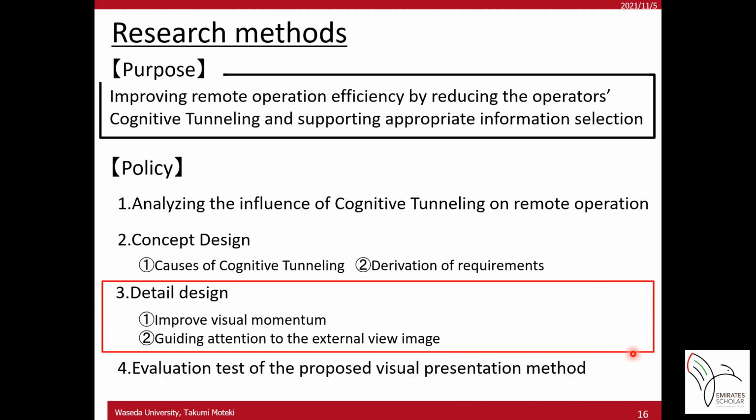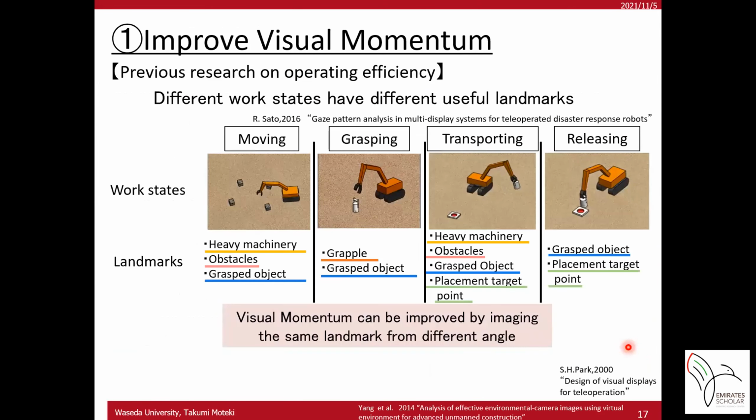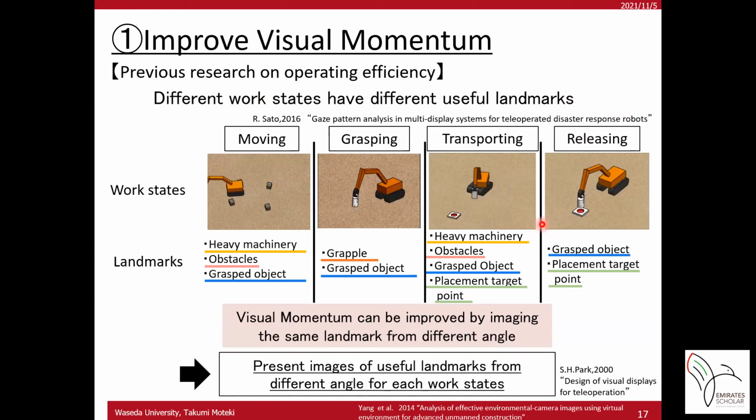Next, I will discuss the detail of the design. Firstly, there is a previous research on operating efficiency showing that different work states have different useful landmarks, as these four states here. Meanwhile, visual momentum is shown to be improved by imaging the same landmark from different angles. Therefore, we designed to present images of useful landmarks from different angles for each work state.